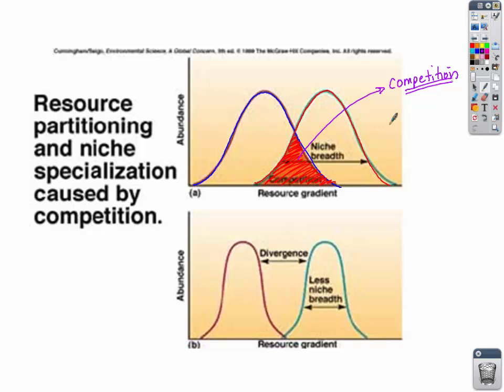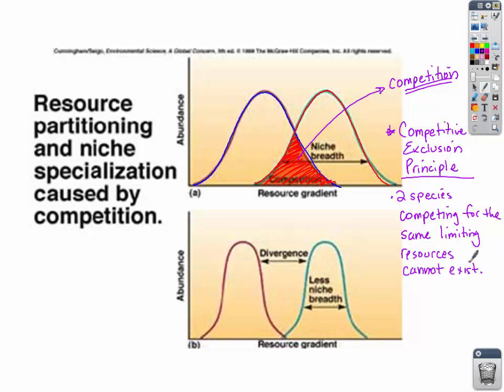And there's something called the competitive exclusion principle. The competitive exclusion principle states that two species competing for the same limiting resources cannot coexist. So what's going to happen is you're going to have divergence of the species within their niche. The niche becomes more diverged or concentrated. So up at the top here, and I'll switch to green, where you have a more broad area that this organism occupies, you now have a more concentrated area.